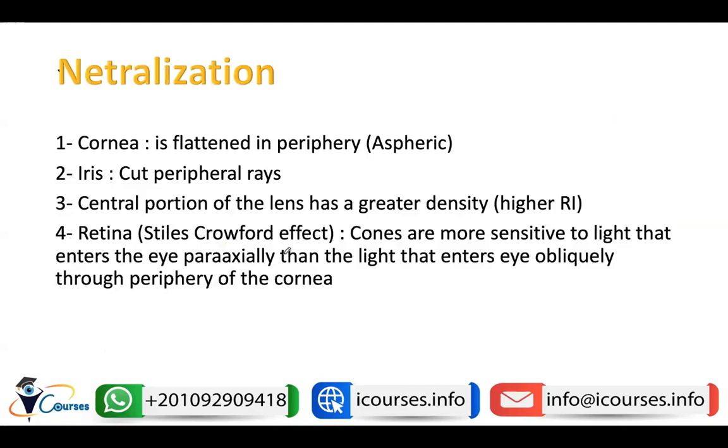There are different mechanisms, as we mentioned in the lecture, to neutralize this spherical aberration. Like the cornea is more flattened in the periphery, making it more aspheric, so there is no spherical aberration. The iris also will cut the peripheral rays, and the central portion of the lens has greater density or higher refractive index, and the retina also plays a role through the Stiles-Crawford effect. So the cones are more sensitive to light that enters the eye paraxially than to that which enters obliquely through the periphery of the cornea.